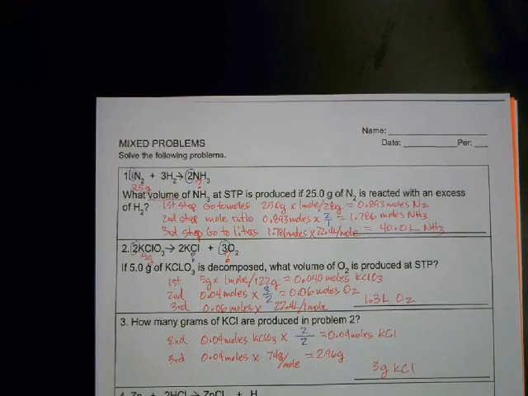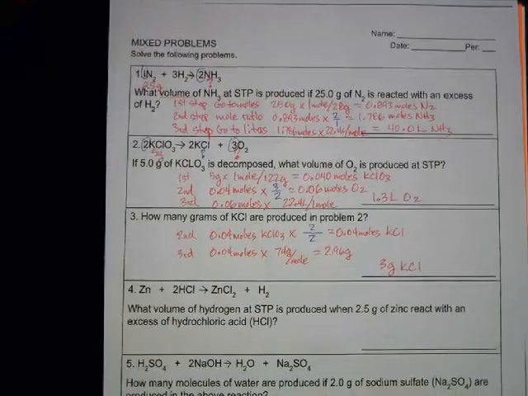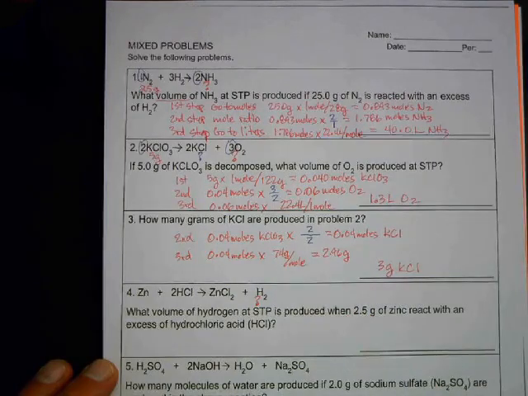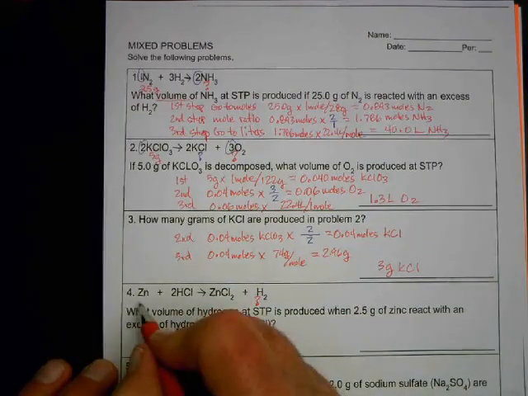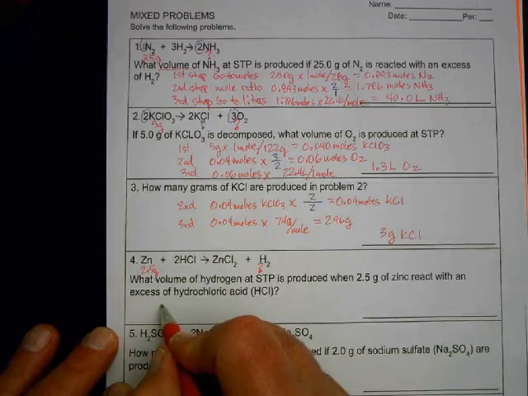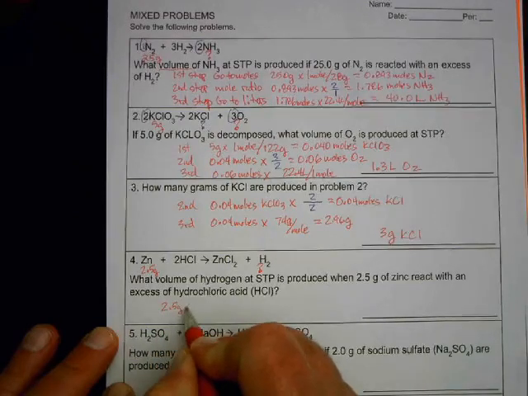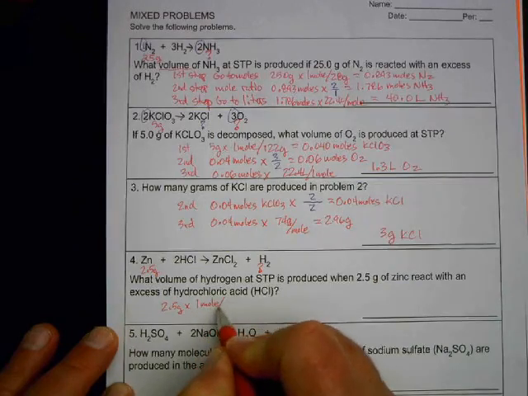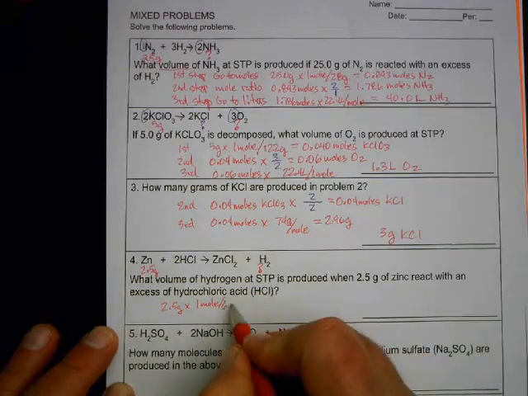All right, problem 4. What volume of hydrogen? So now my question is over there. 2.5 grams of zinc, right there. So I'm going to go 2.5 grams times 1 mole over, since it's zinc, I'm just going to round it to the whole number, 65 grams.